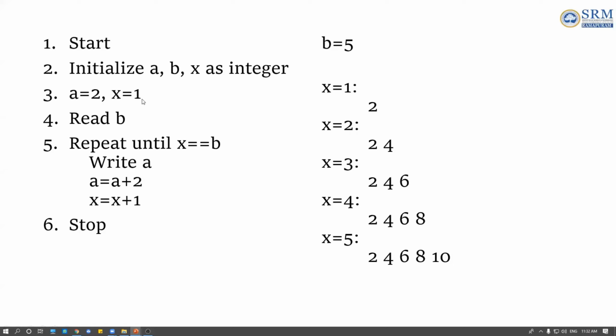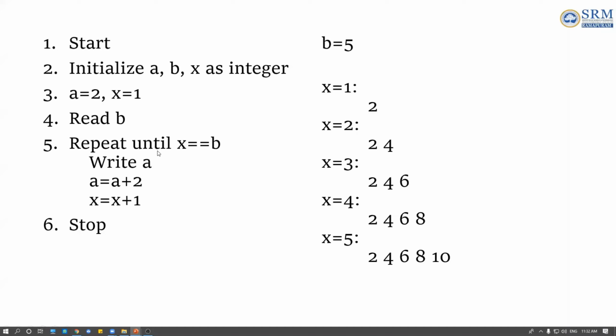For now, the value of x is 1. So now the loop begins. We would write the value of a. So the value of a is written, which is 2. Now the value of a is increased by 2. So now the value of a is 4. And the value of x changes to 2 right here. So now the loop takes place once again, because the value of x is still not equal to b.